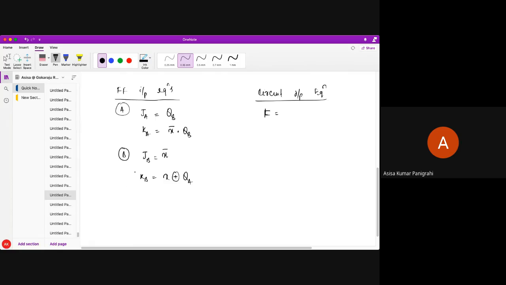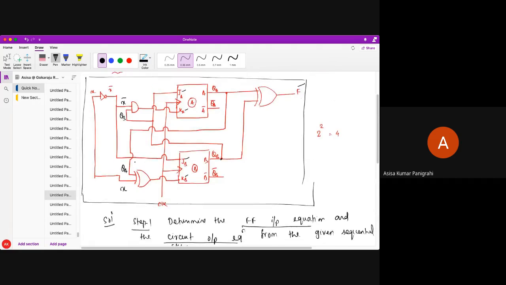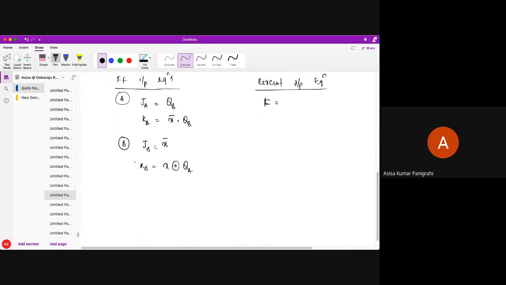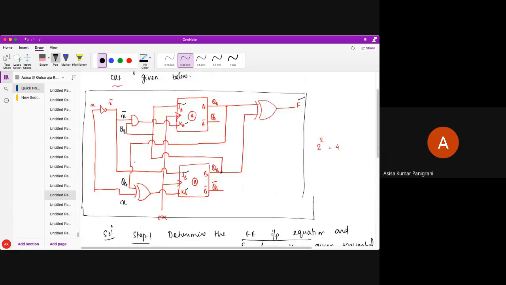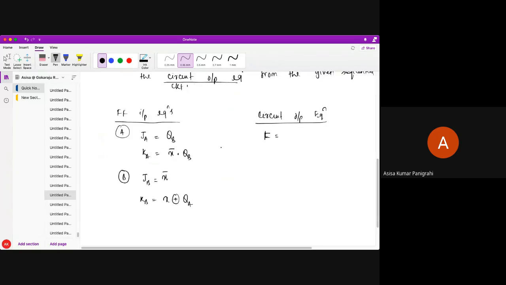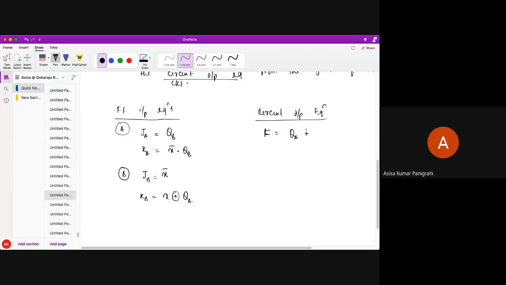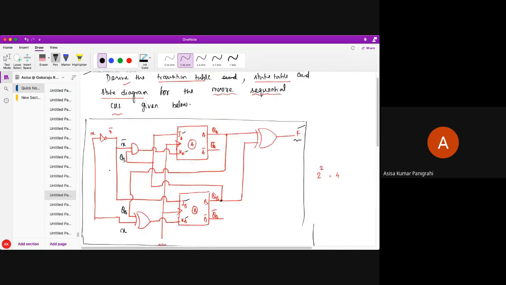It's very simple. You just have to look into the circuit and find out the J, K, JB, KB flip-flop input equations. Now find out the output equation. Output equation is QA XOR QB. Very simple. Understand? So this is my step 1. Any doubt on step 1? Students, please let me know immediately.